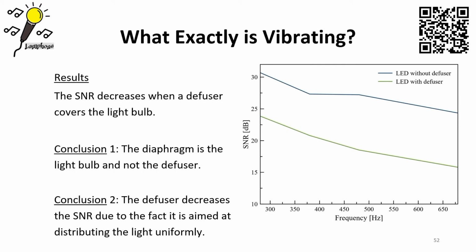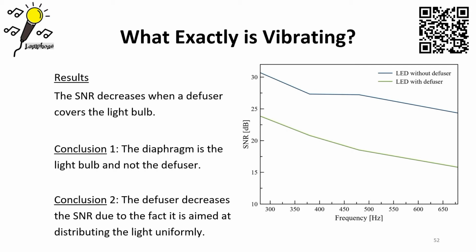You can see from the graph to the right that the SNR decreases when a diffuser covers the light bulb. The first conclusion we made is that the diaphragm is the light bulb itself and not the diffuser. It means that the light bulb is the object that is vibrating. The second conclusion is that the diffuser decreases the signal-to-noise ratio because it is aimed at distributing the light uniformly.